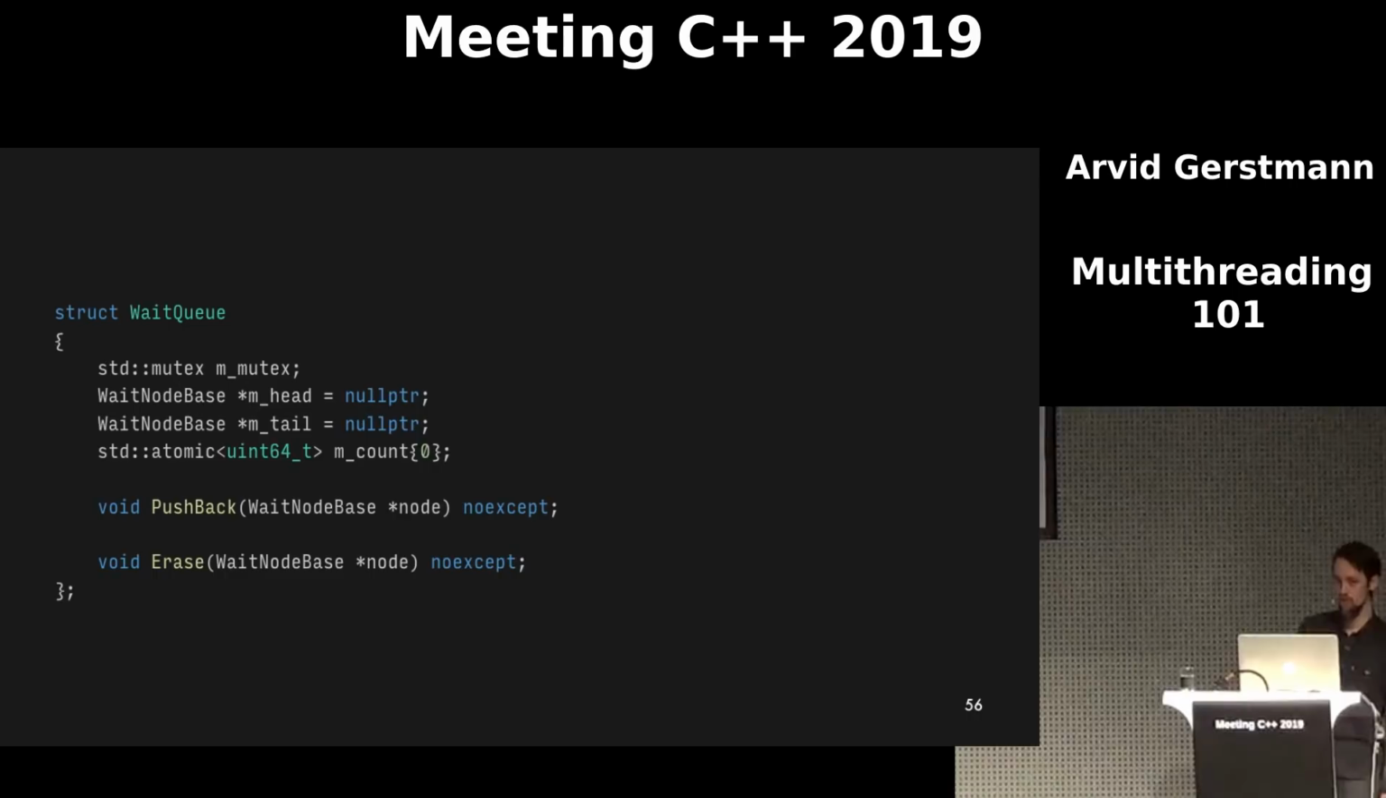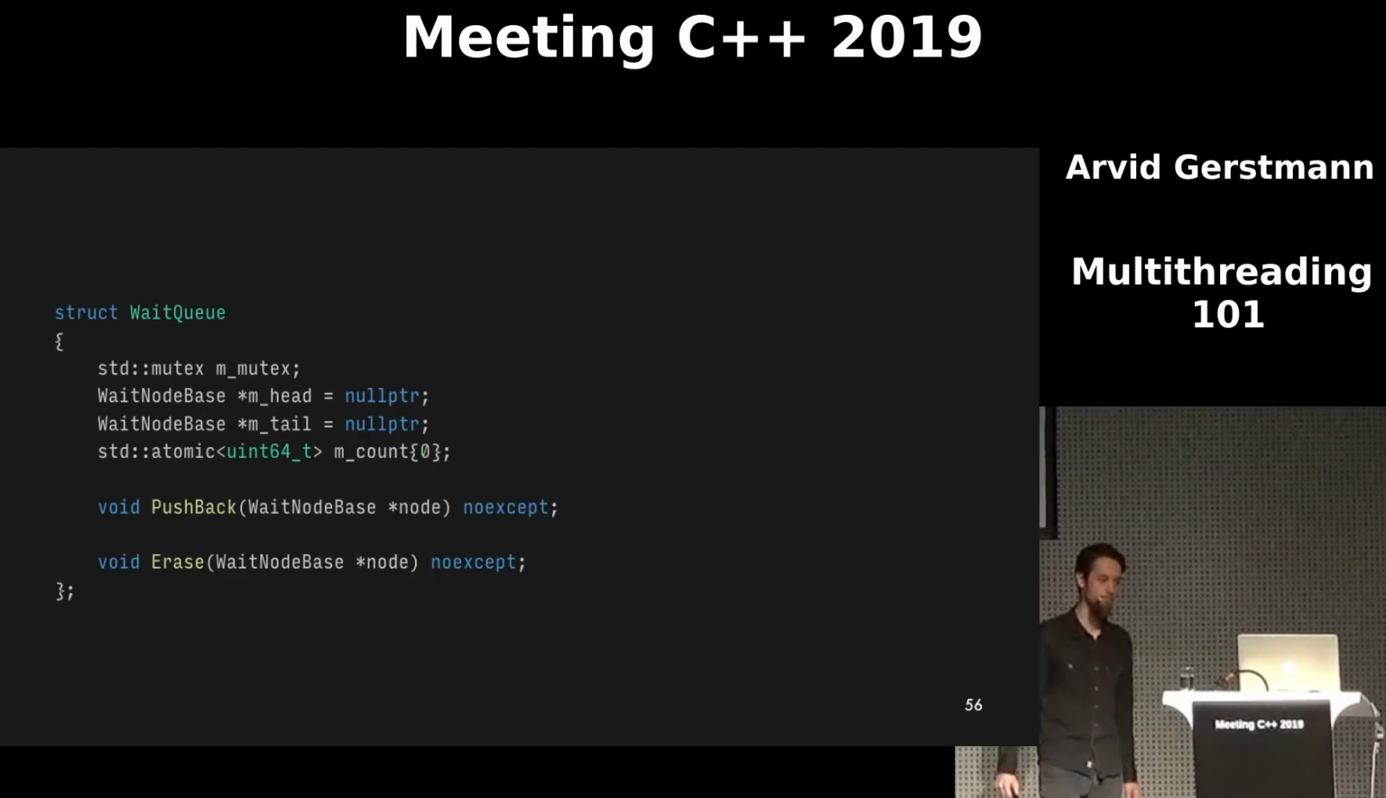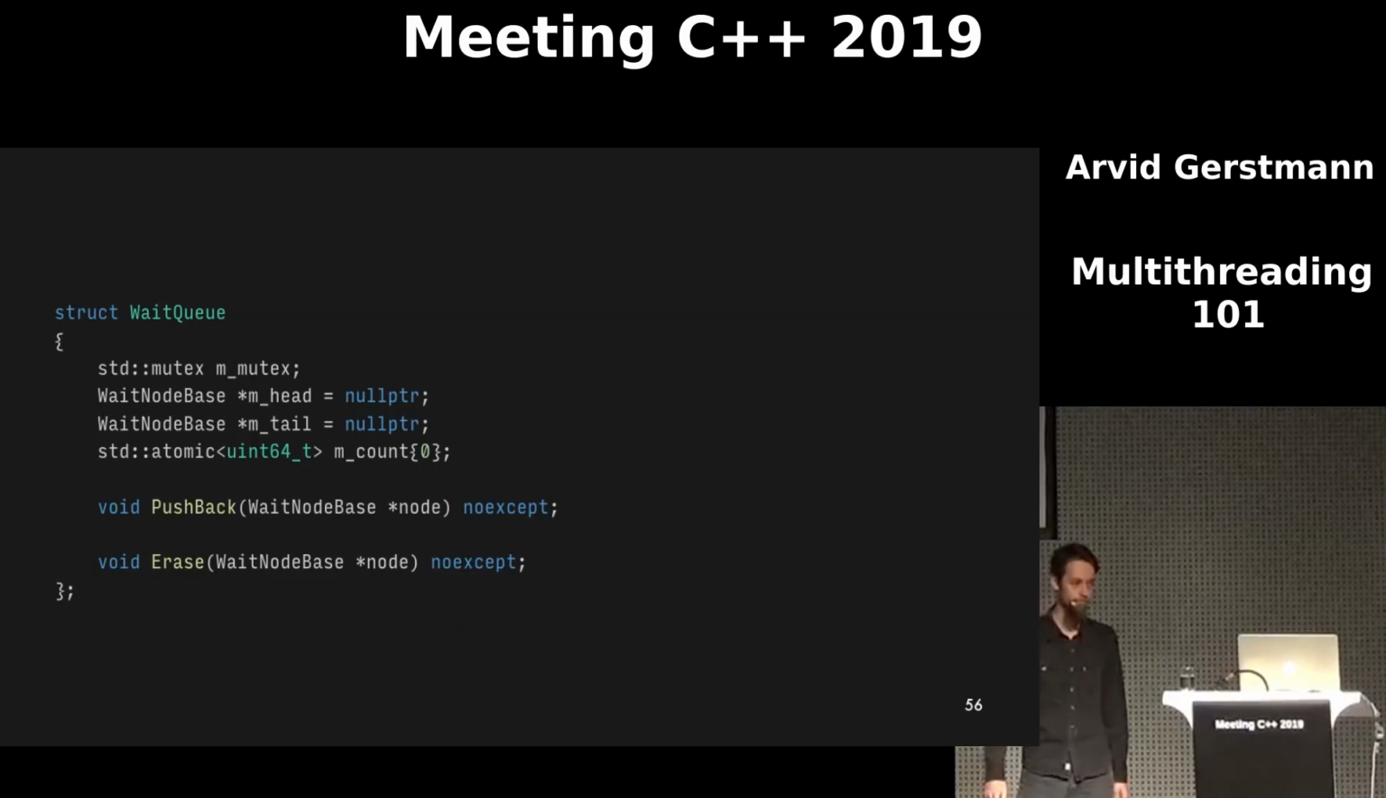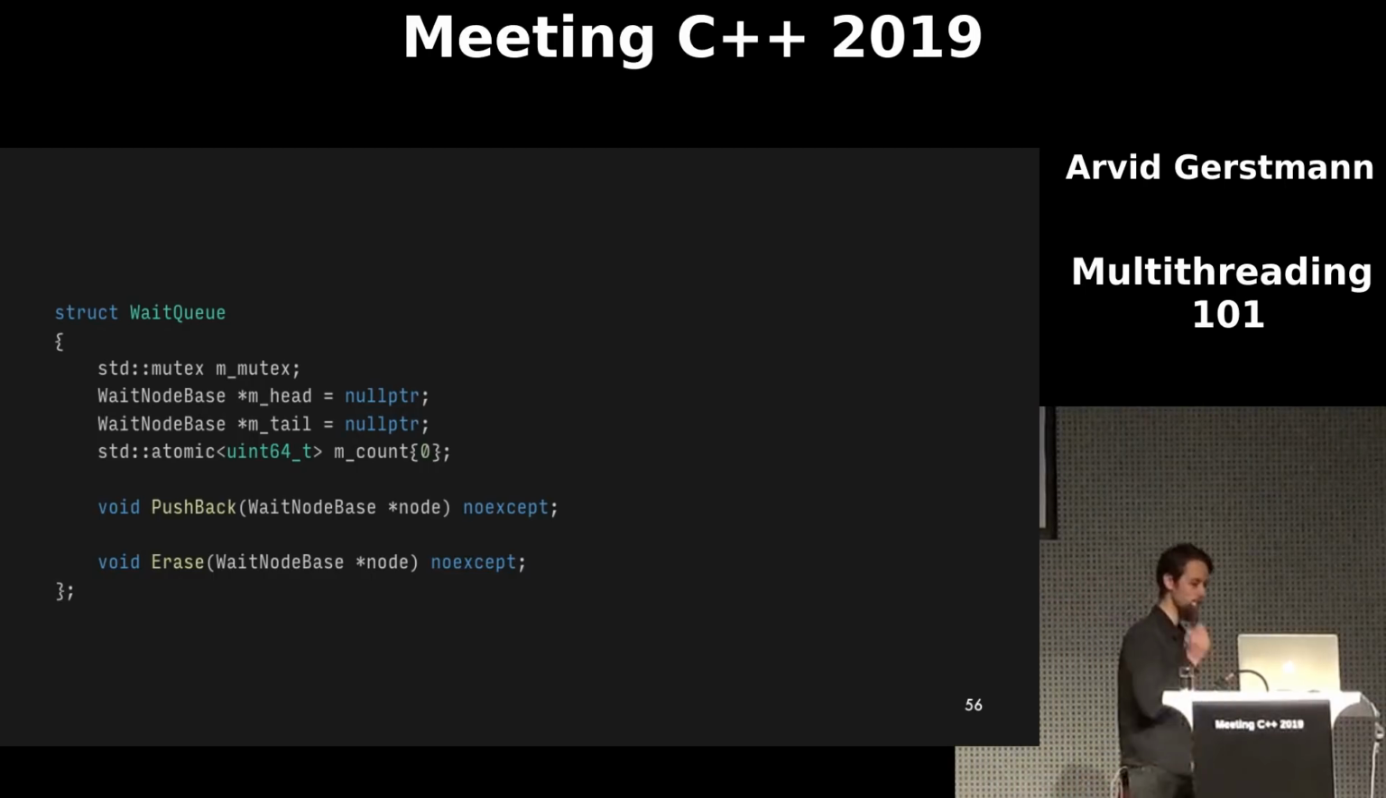There's an atomic integer called m_count, which is keeping count of how many elements there are in this wait queue. And we have two functions, pushback and erase. They are pretty self-explanatory probably. We have pushback, which will add a new element, and we have erase, which will remove an element from our wait queue. And now we need a way to access our wait queues.